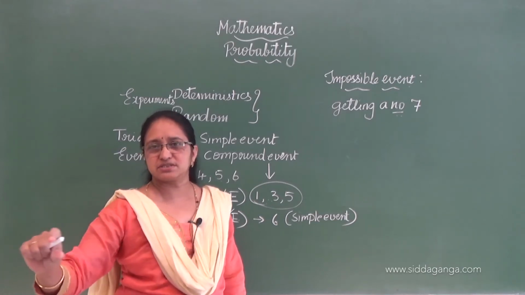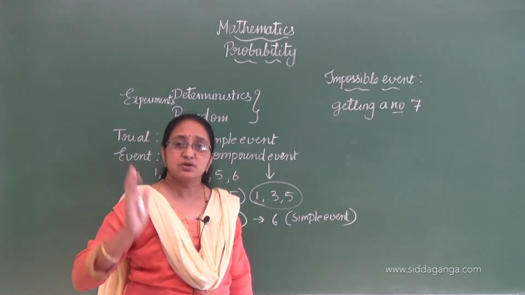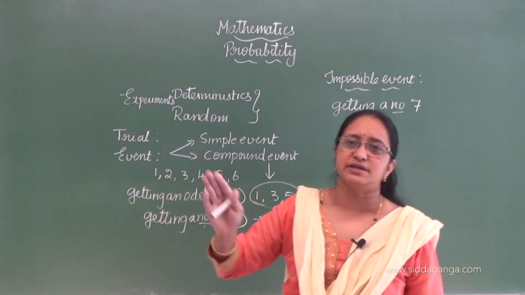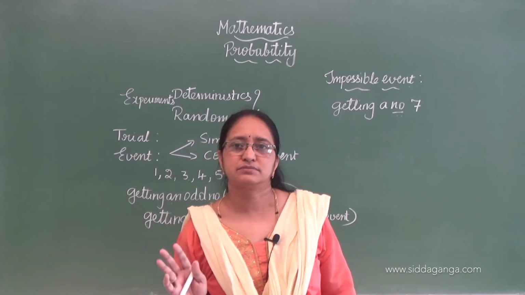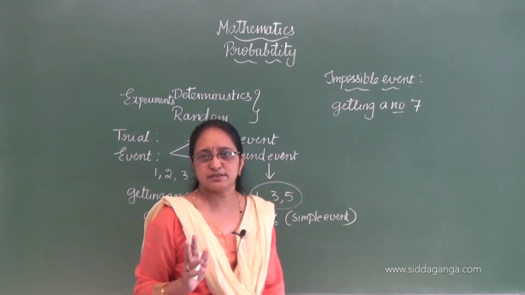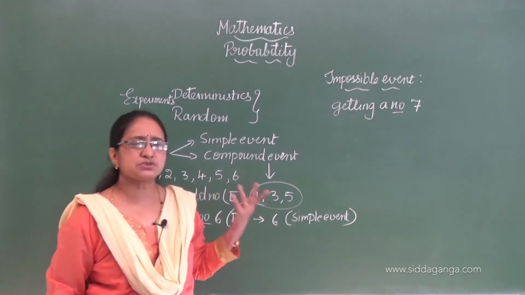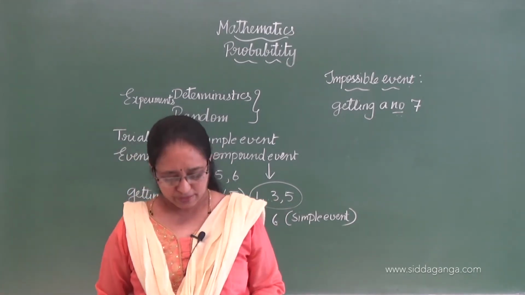So that statement is complete. I hope you understood this. When you roll a die, getting a number 7 is an impossible event. I hope you understood this, correct? Any other examples you can give for impossible? So many examples are there, okay?